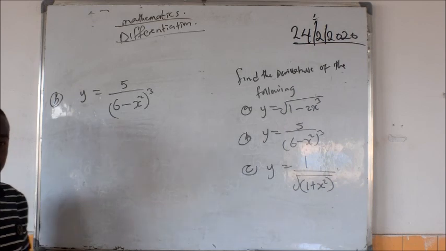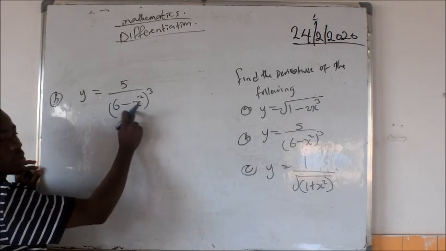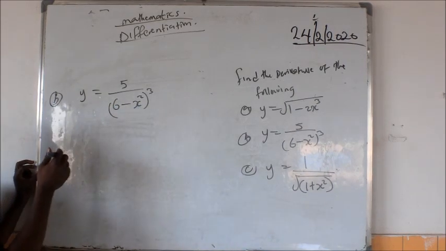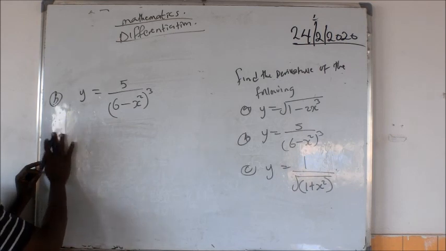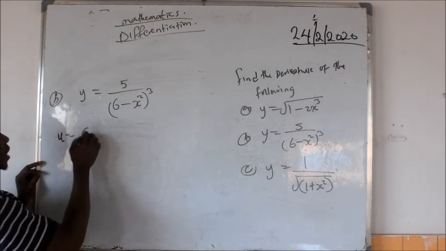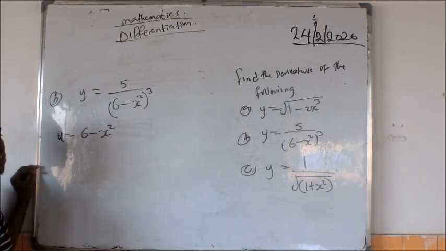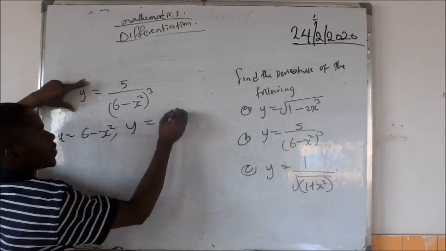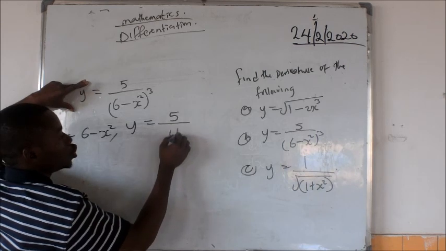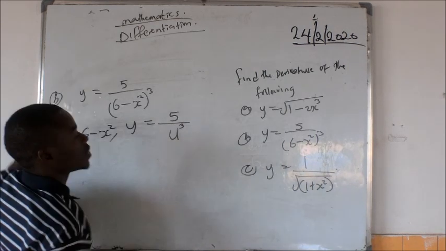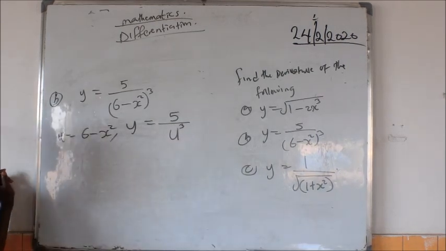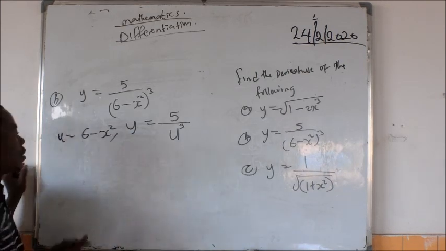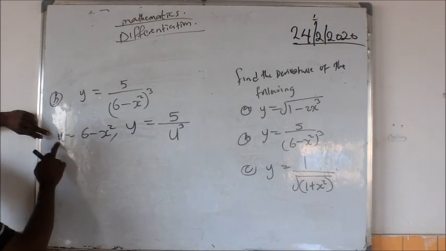Are we following? You see this one that is down? You say that u is equal to 6 minus x squared. Okay? Your y will now be y equals 5 divided by u raised to power 3. Now, you will now differentiate this one back.